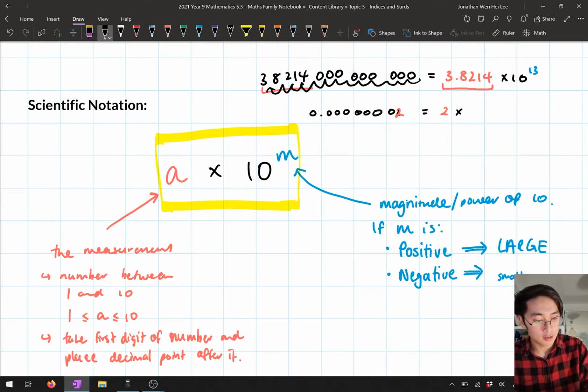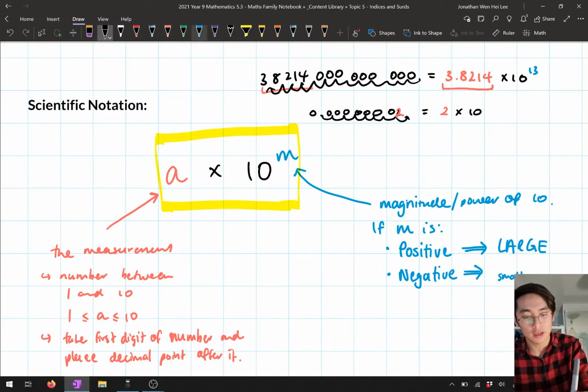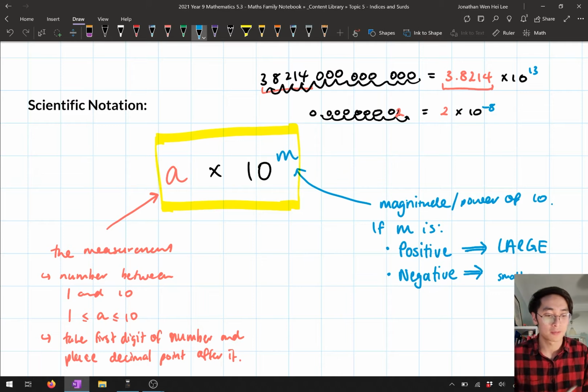So it'd be 2 times 10 to the power, and I have to move this decimal point 1, 2, 3, 4, 5, 6, 7, 8 times to get over here. So this is times 10 to the negative 8. So that's what this scientific notation looks like.